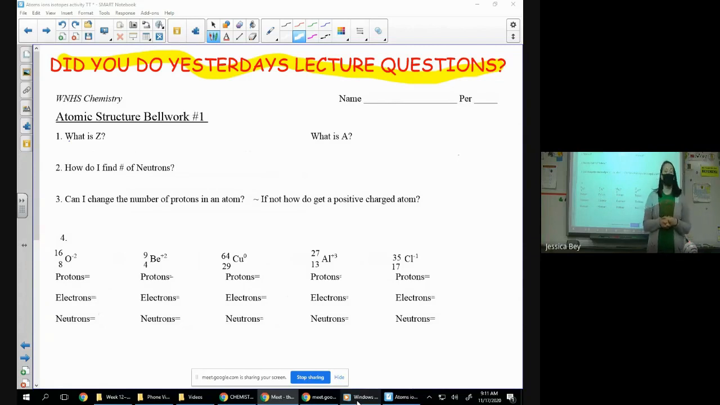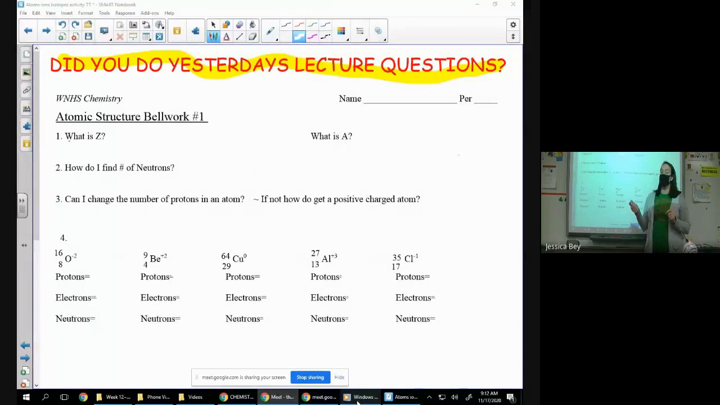Okay. I would like for you to have your notes right in front of you. I'd like you to take a moment or two and look back in your notes. Tell me what is Z, what is A, how do I find the number of neutrons, can I change the number of protons in an atom, and how do I get a positively charged atom? And then if you can do the bottom here, why don't you get into that? I'm going to walk around, see how we're doing, give people a chance to get in here virtually. But you may use your notes.